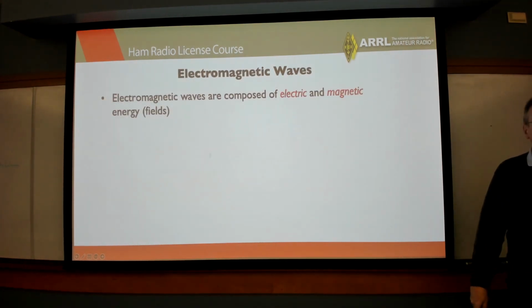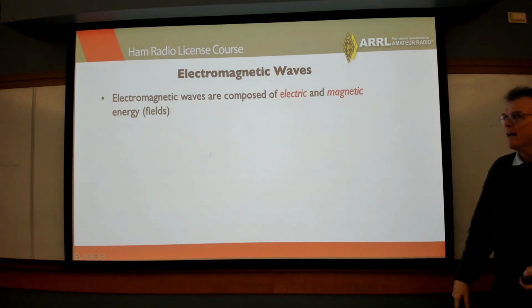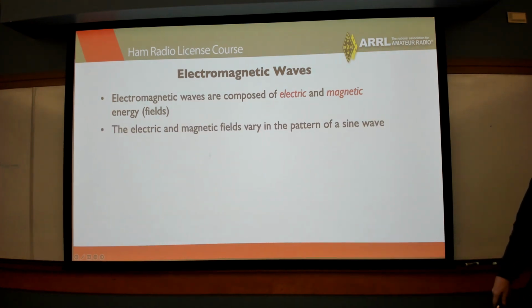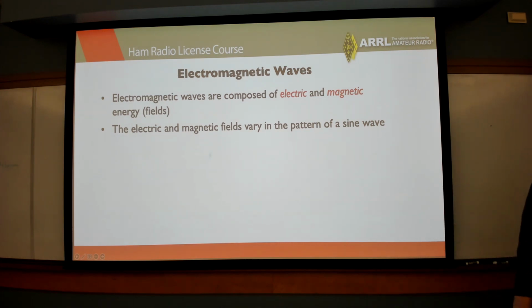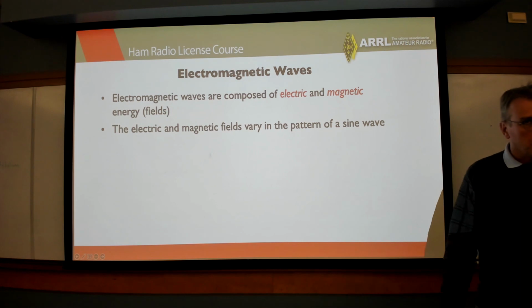Now let's talk about electromagnetic waves. Electromagnetic waves are composed of electric and magnetic energy fields. That's why we call them electromagnetic. They vary in the pattern of the sine wave. So once again, we describe how they behave with sinusoids, as we talked about before.